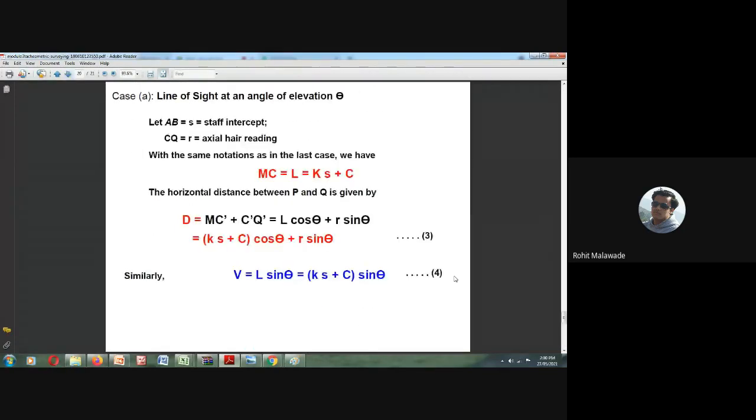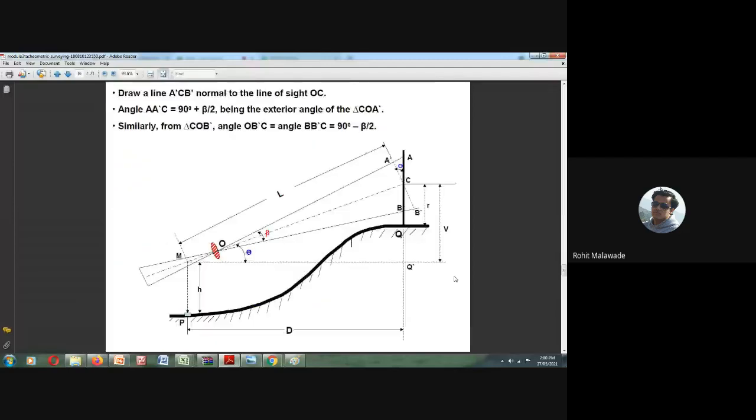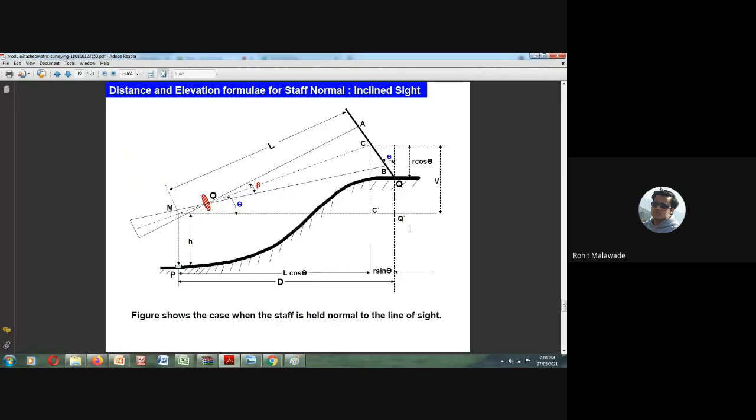Okay, now in this last problem, what we have done is we have kept this staff straight to the base. Now we will study one case where we will be keeping this staff in an inclined position. The distance and elevation formula for the staff is going to be normal, that is, inclined side.